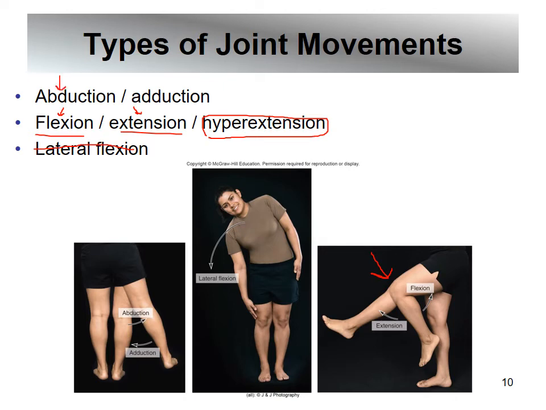Now abduction and adduction. Abduction: if I abduct something, that means I take it away. Down here on this one, you can see they're using the hip again. Abduction is when my leg swings out, or if I'm standing with my arm down by my side and I raise it up to shoulder level, straight out. That is abduction. It's been abducted.